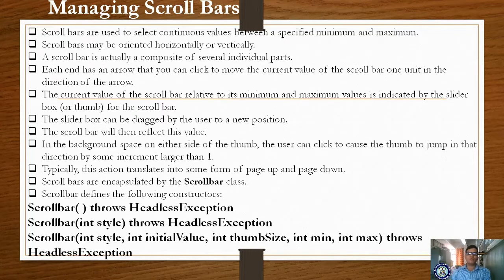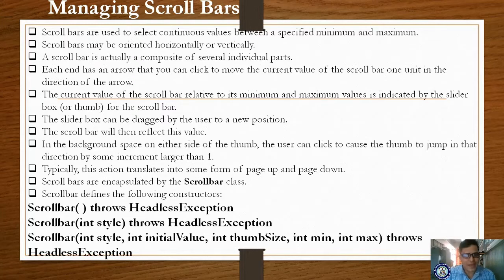The current value of the scroll bar relative to its minimum and maximum values is indicated by the slider or thumb of the scroll bar. Here it is the same as the sliders. The slider box can be dragged by the user to a new position, and the scroll bar will then reflect this value. Whatever the new position you scroll to, that new value will be displayed.